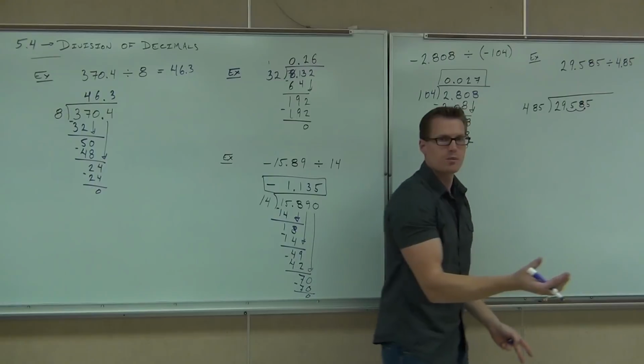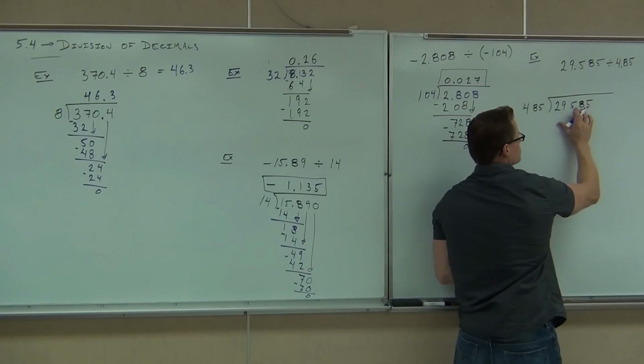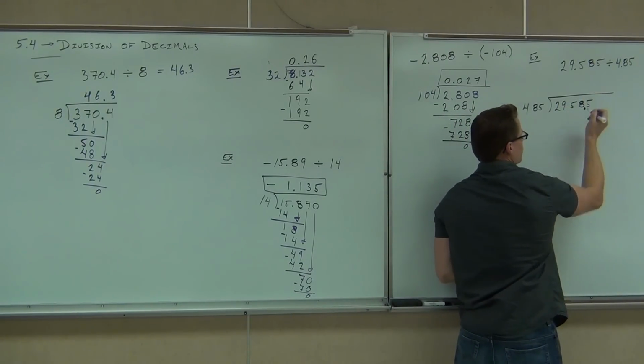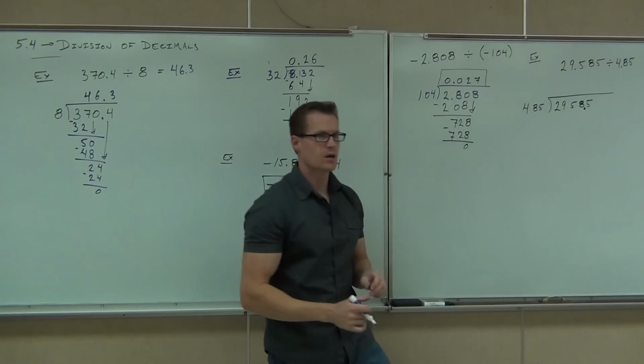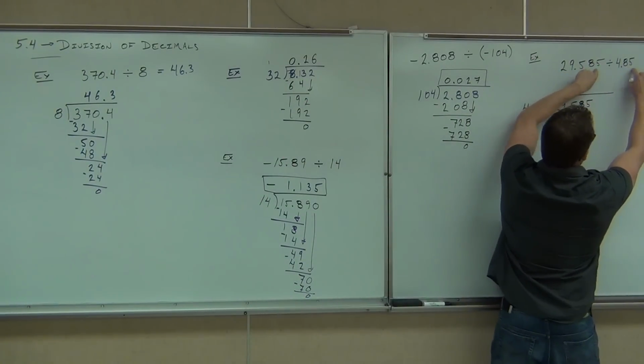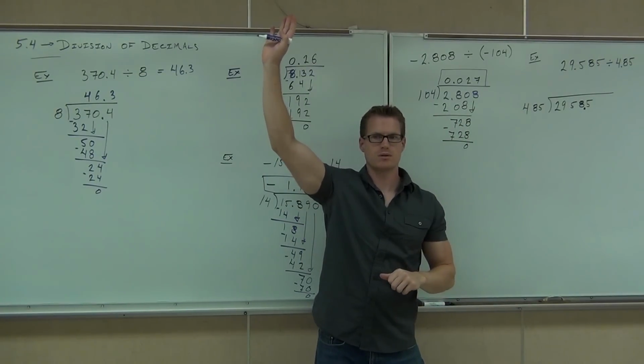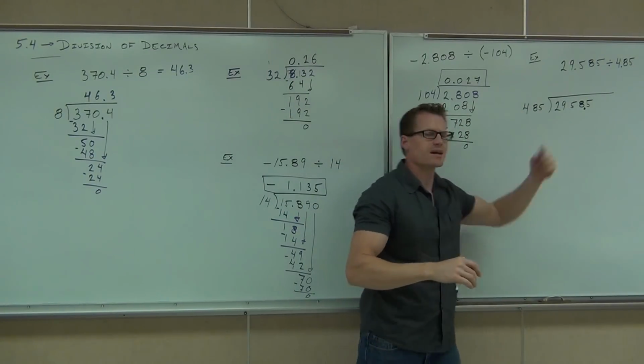Decimal's gone. It's a whole number now. Instead of being 29.585, it's 2,958.5. So we've moved the decimal place 2 spots on both the numbers. Raise your hand if you're okay with that. It's a big deal. Good, okay. Well, now we've got something we can work with.